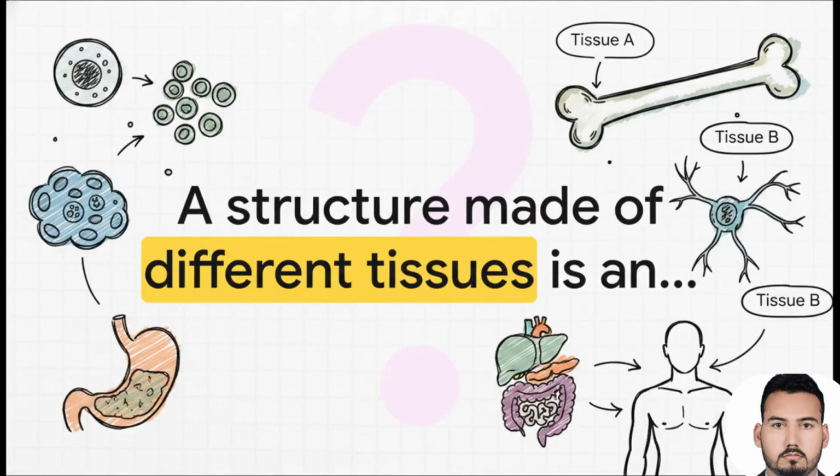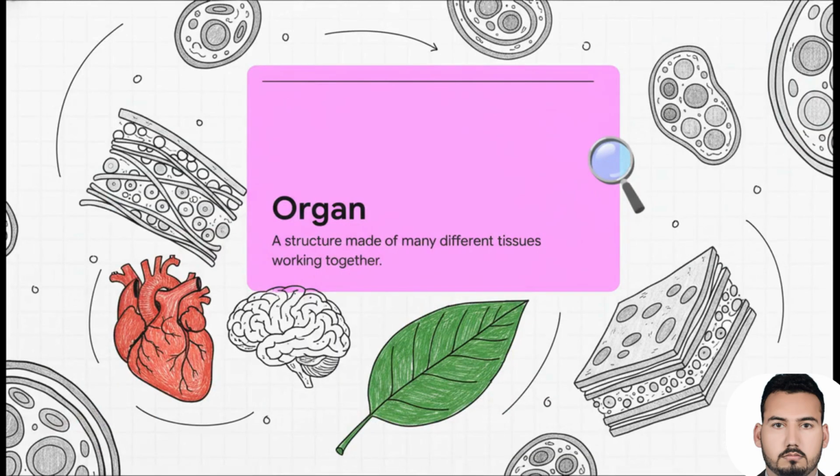Let's go one step higher up the biological ladder for question 3. Fill in the blank. A structure made of many different tissues is an what? The answer is an organ. Think of your heart, your brain, or, like we saw in that plant diagram, a leaf. They are all structures built out of several different kinds of interacting tissues.